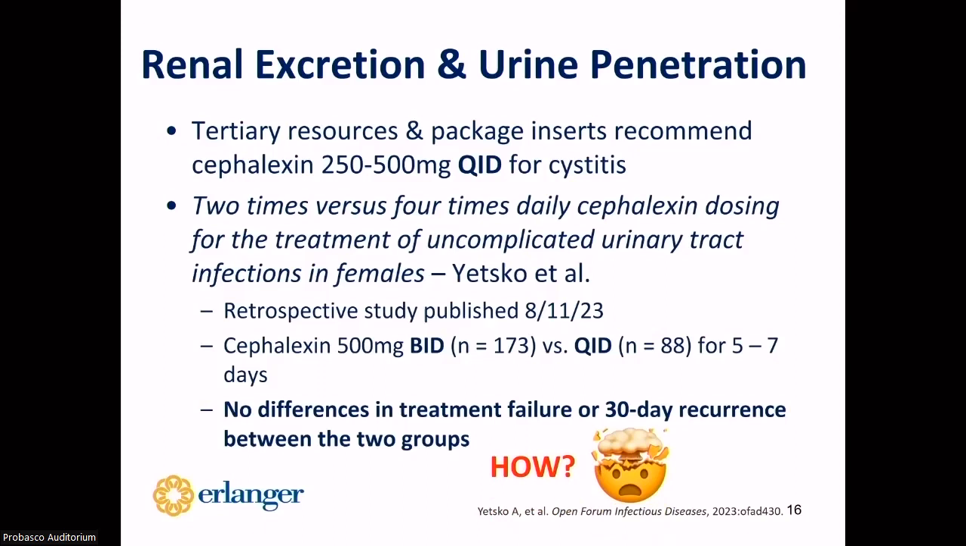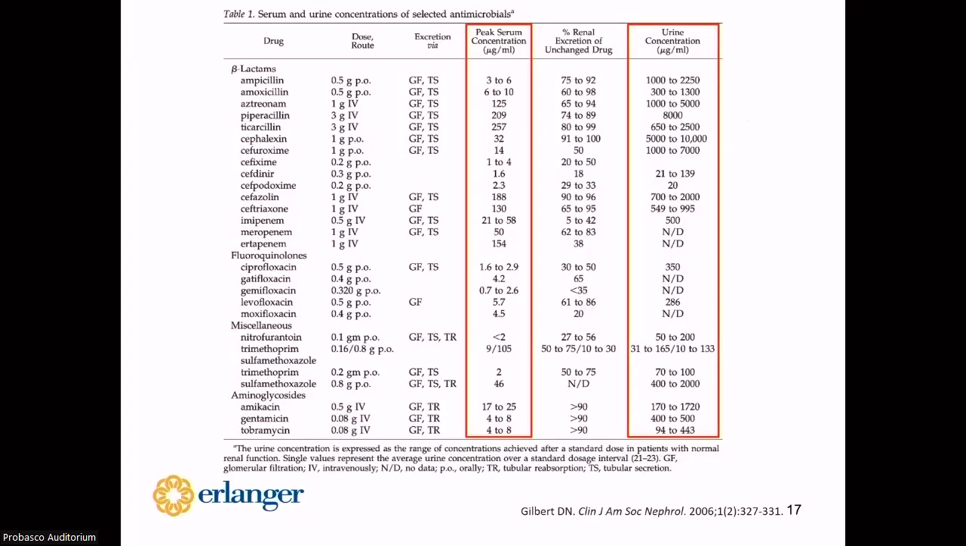Now, how is this possible and how does it make sense? Does this mean we're dosing everything wrong, or what's really the explanation here? It can really be explained by this awesome chart. One of my favorite charts was published by Gilbert and colleagues in 2006. It shows that many antibiotics actually achieve more than 100 times higher urine concentrations than serum concentrations. So current dosing for UTIs might be a bit exaggerated because they're based on serum concentrations. And when looking at cephalexin in particular, it makes total sense as to why the twice a day cohort experienced similar outcomes to the 4 times a day cohort.